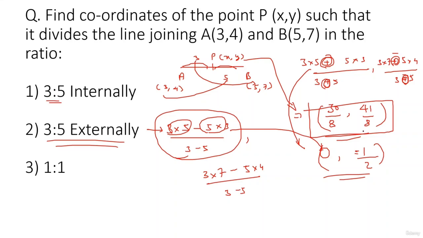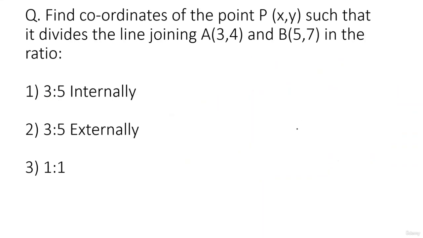The last question is 1:1. 1:1 is very simple. It is a midpoint. So 3 plus 5 divided by 2 is the x coordinate, and 4 plus 7 divided by 2 is the y coordinate. 3 plus 5 is 8, by 2 is 4. 4 plus 7 is 11, upon 2 is 5.5. That's it.